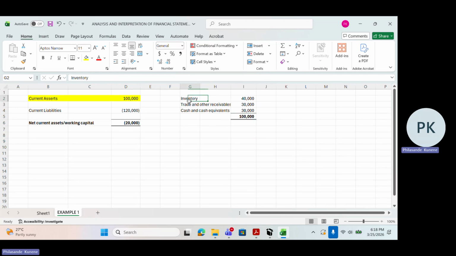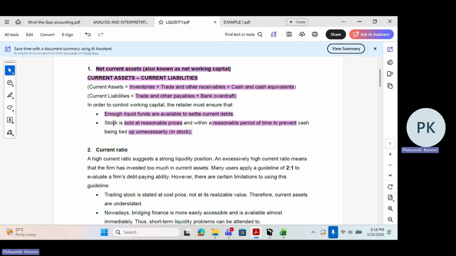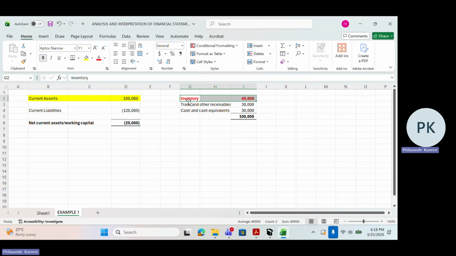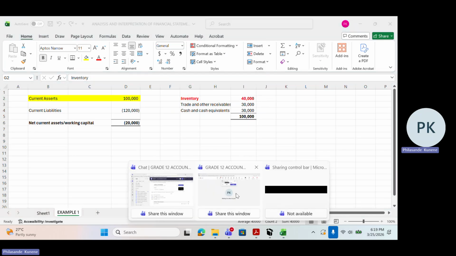This trading stock, which is an inventory of 40,000 rands, I should be able to convert it into cash, right? That's what they're saying here. Stock is sold at reasonable prices, which means I don't have to overcharge my customers on this trading stock, because it will be very difficult for me to convert this into cash.